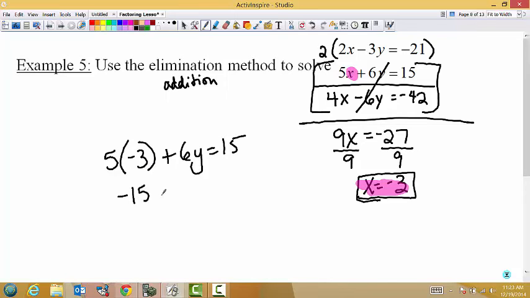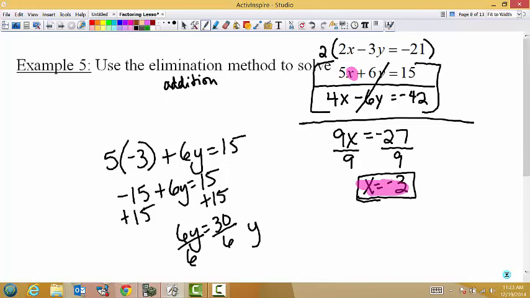So negative 15 plus 6y equals 15. I add 15. 6y equals 30. I divide by 6. Y equals 5. So my answer is x comma y, so it's negative 3 comma 5.